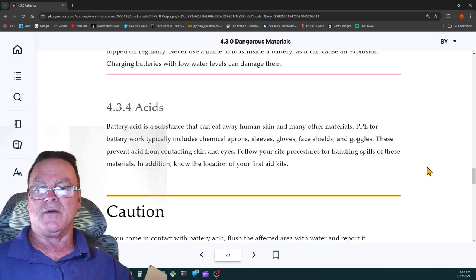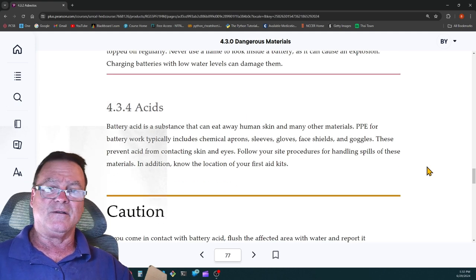Anyway, if you're in an electric car and you're wrecked, get away from it quickly. Don't let it burst into flames.